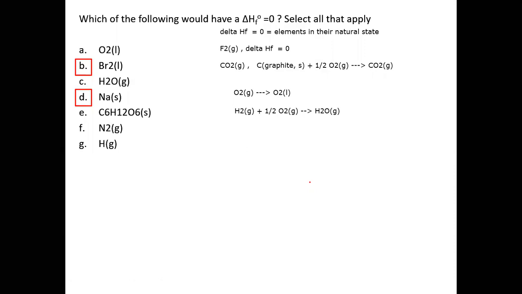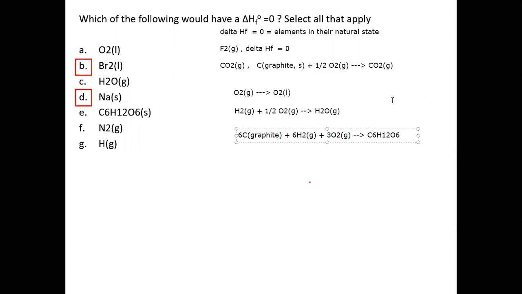C6H12O6 is a compound. So for compounds, the heat of formation is not 0. If we were to write the formation equation for this, it would look something like this. Again, heat of formation equations have to be elements in their standard form giving you the product. So here this would be 6, 6, and 3.